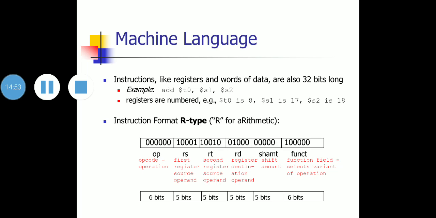The first field represents the operation code, or what operation we are performing, like add, sub, load, store, etc. The second is the first source operand register, and the third field is the second source operand register. The fourth is the destination register, represented as RD, and the fifth field is the shift amount, which we are not using right now. The last field is the function field, which selects the variant of the operation.